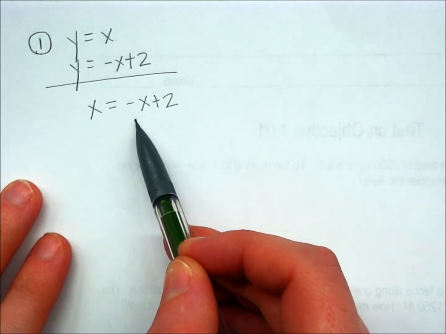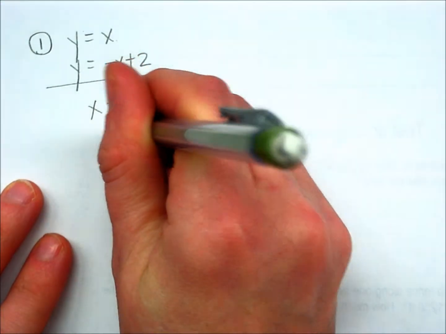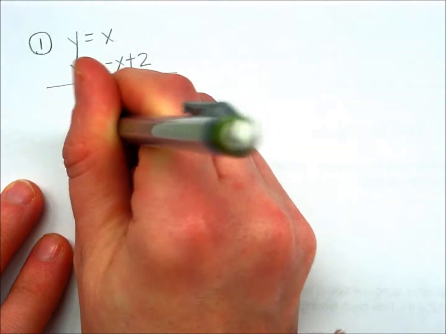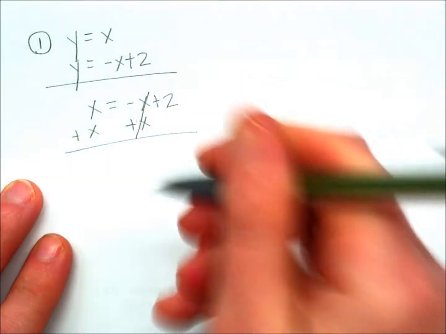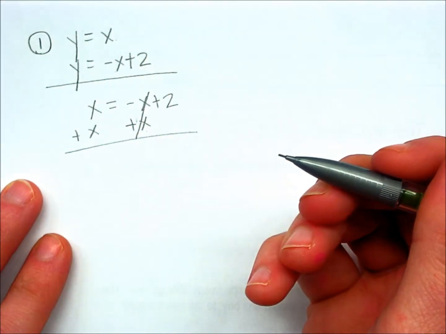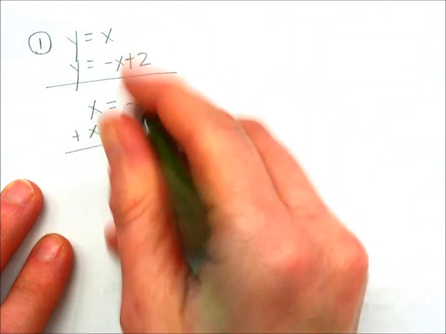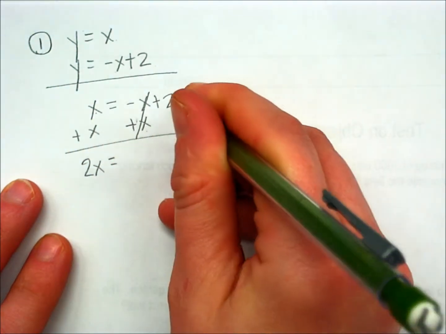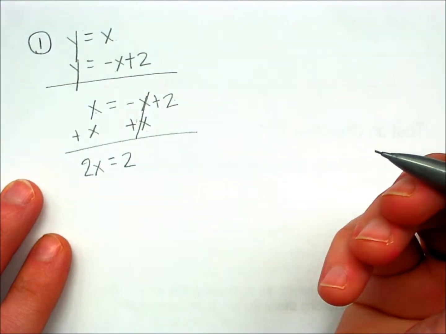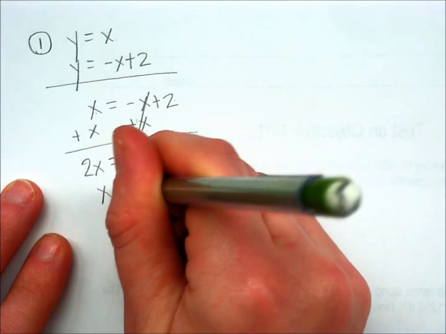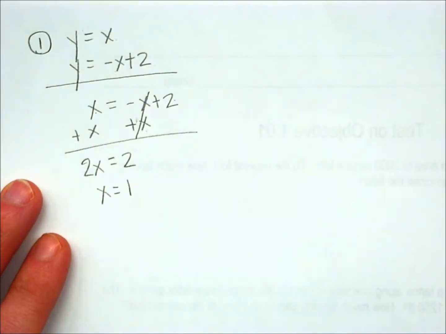I would start off over here by adding x on both sides. Negative x plus x is 0. They cancel out, which is why I can mark it out. Here, x plus x is 2x. So 2x is equal to 2. So to solve for x, we would divide both sides by 2. So now I know that x is equal to 1.